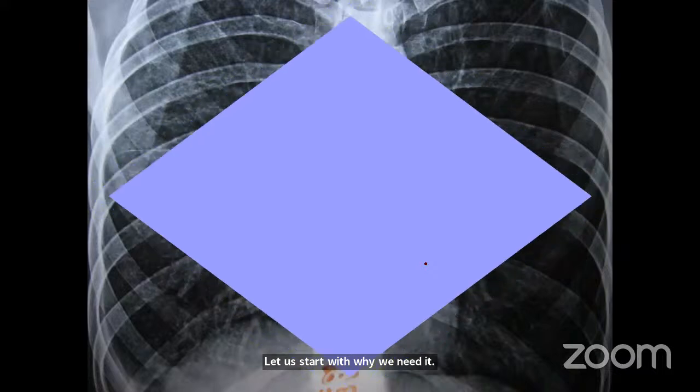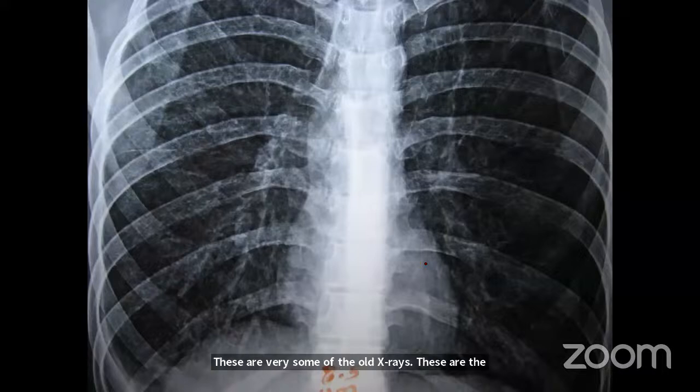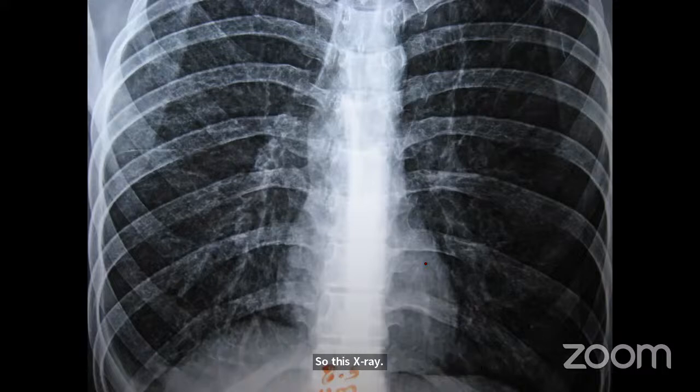These are some of the old X-rays. These are from the analog machine, not the digital ones. So if you see this X-ray, what do you see? A lot of shadows here and there. But is this a very good X-ray? Can you make out the lesions very clearly? Some of us can, and some of us would not be able to. So in this X-ray, you can just have a diagnosis in your mind about what you are seeing.